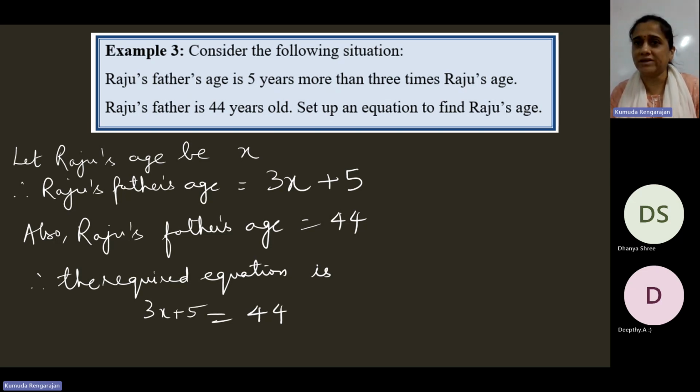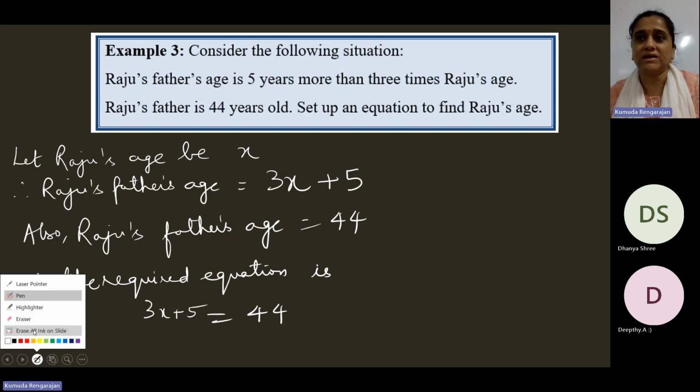You will find the value for x. And what is x here? It's Raju's age. That's what the question is. Set up an equation to find Raju's age. So when you solve this equation, you will find x, and that is only Raju's age. I'll just write the same thing again, children.